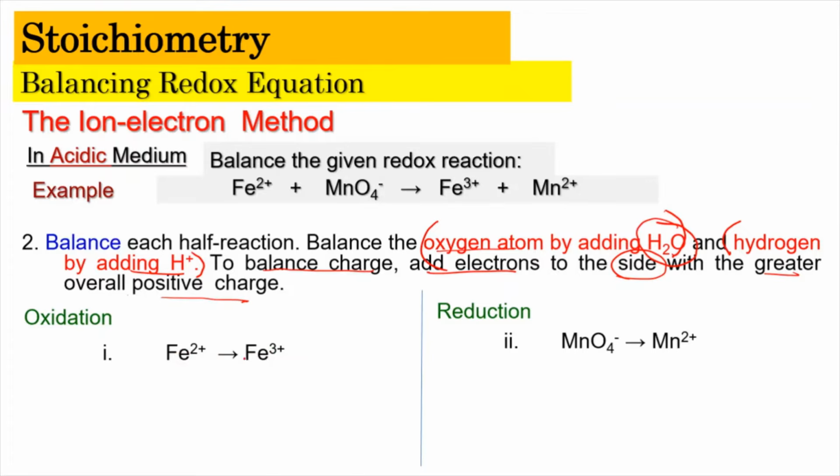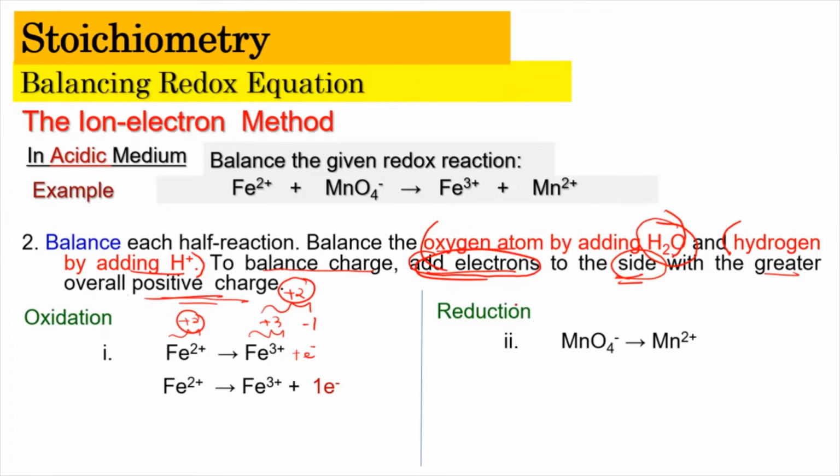So Fe2+ to Fe3+, both have one Fe, but the charge here is not balanced. Here we have +2, and here we have +3. In order to make sure the charge is balanced, we need to add electrons to the side with the greater overall positive charge. For this case, we can add one electron because one electron refers to -1. So overall, it's going to become +2. So +2 and +2 is equal on both the reactant side and the product side.